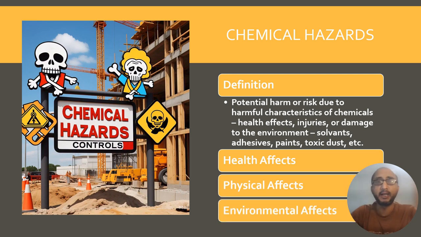So they have health effects. They can impact our health. They can cause diseases or different health conditions like cancers. Then physical effects: they can cause irritations, burns, or things like that. Then the environmental effects, in which they can pollute or contaminate our land, air, or soil. So these are the chemical hazards.